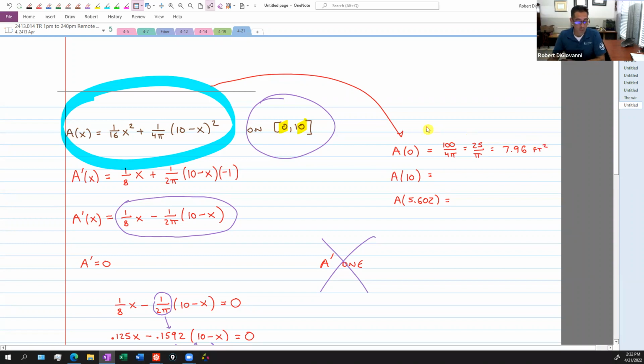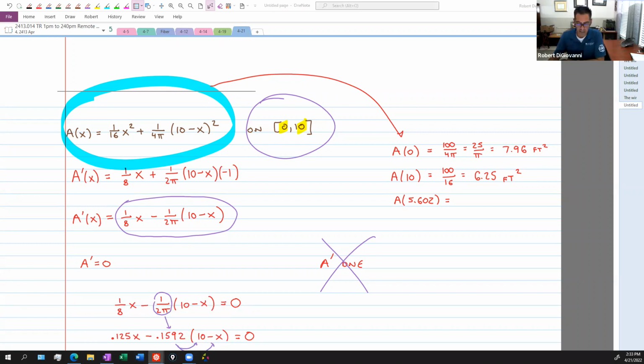Now we plug in 10. Watch what happens when I plug in 10. This one goes to 0, right? That goes to 0. And all you're left with is 1/16 times 10 squared. 10 squared is 100. So this should be 100 over 16, which is 6.25 square feet. And then the last thing to do is plug in 5.602. All right. I'm gonna do that for us because it's kind of a pain.